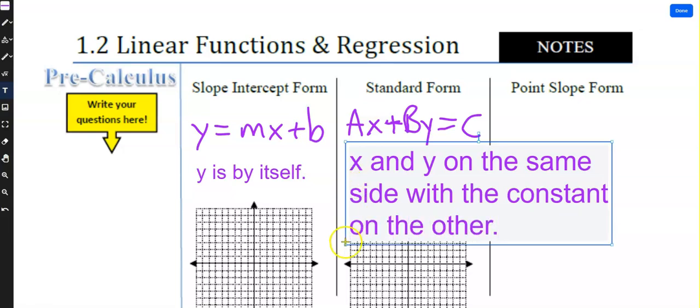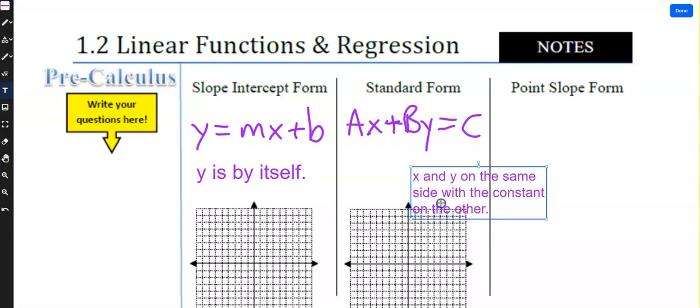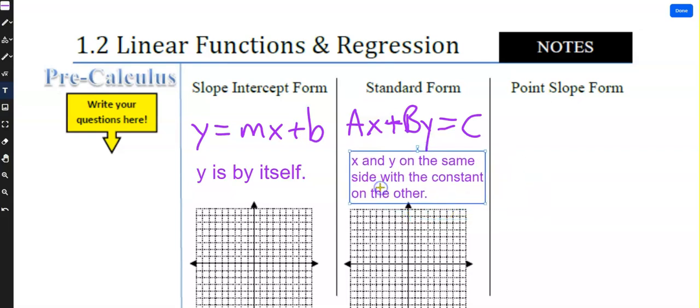That shows up a lot in story problems. You'll see that format very easily converted from story problems. I bought 5 apples and 6 oranges for $10.30. That kind of thing. It's a very easy format to use in those story problem situations.